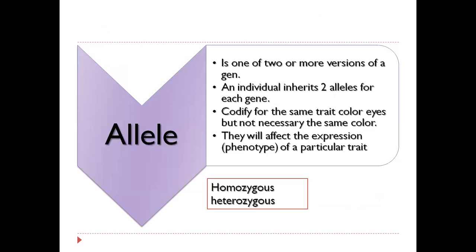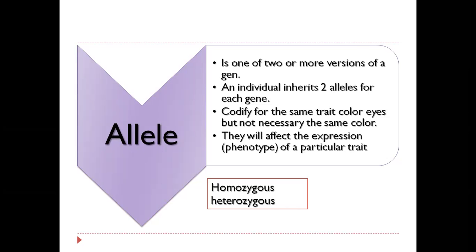The allele is one of two or more versions of a gene. So an individual can inherit two alleles for each gene, and they will code for the same trait, but not necessarily the same version. For example, eye color, but not the same color of the eyes. And they will affect the expression, the phenotype, the physical appearance of an individual or a particular trait.